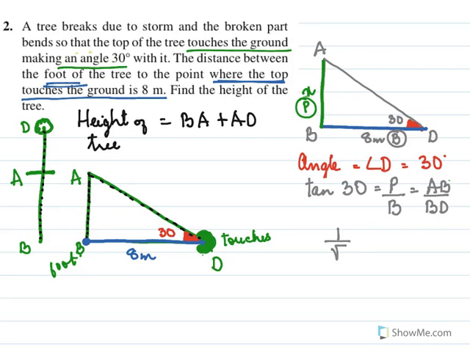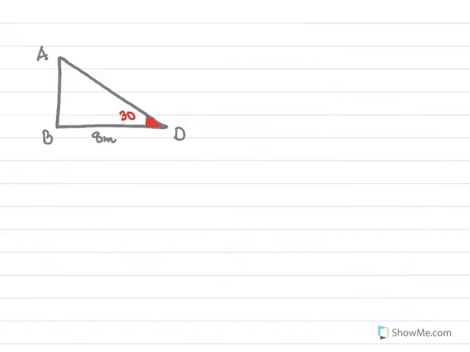Tan 30 is 1 over root 3, perpendicular AB that we don't know, and the base is 8. So 8 over root 3 equal to AB. So we found AB as 8 over root 3. Now we need to find AD. Now in the next part we already found AB, now we need to find AD.